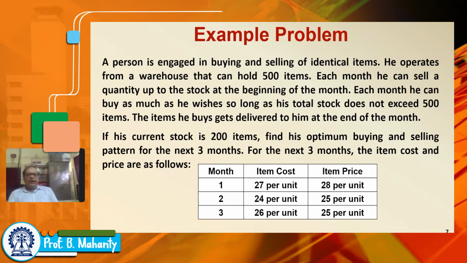Please understand that he is selling at the beginning of the month. Is it all right? And thereafter he can buy as much as he wishes, but his stock cannot exceed 500 items, because that is the limit. So if suppose his current stock is 200 items and he sells them, then he will be able to purchase only the remaining capacity. So that means 500 items he can purchase.